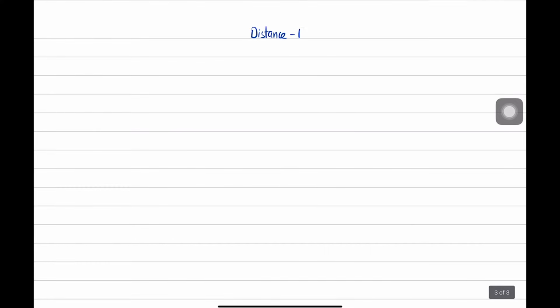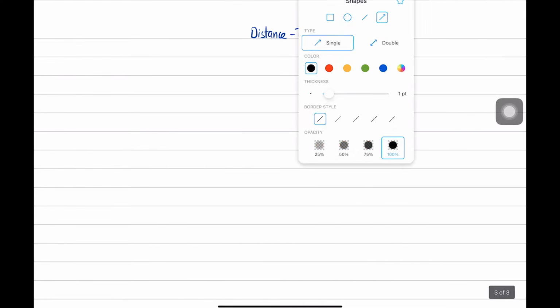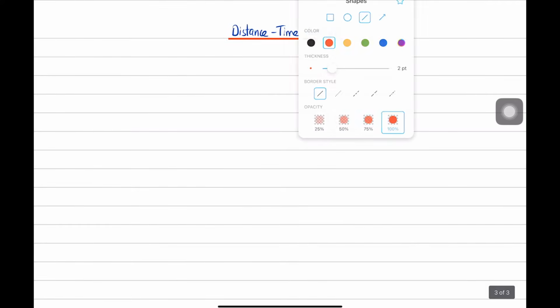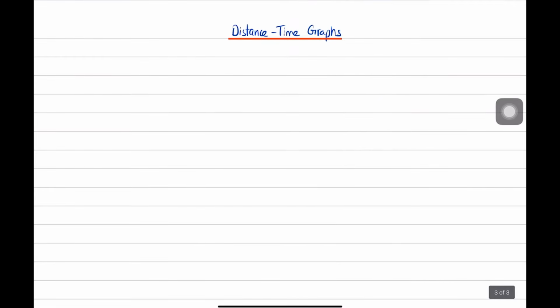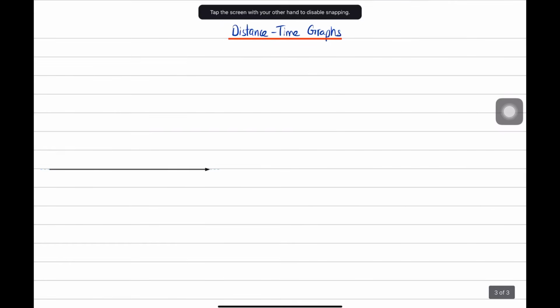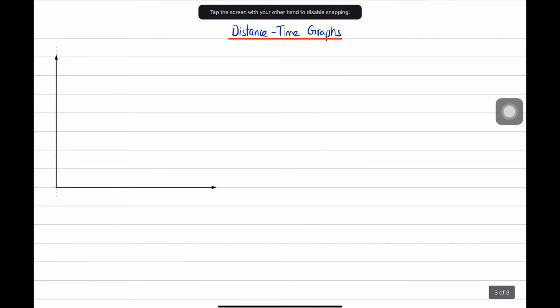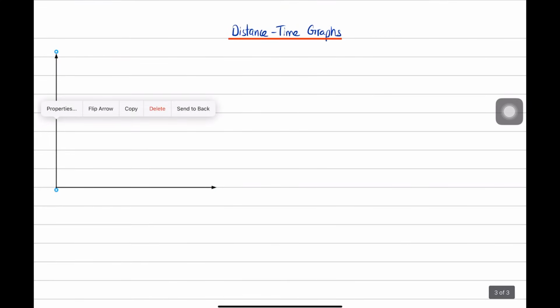Okay, so now we're doing distance time graphs. As far as the conversion is concerned, that's all there is. But now we're doing distance time graphs. A distance time graph, as the name suggests, has distance on the y-axis, which could be in kilometers or meters, it doesn't matter. And you have time on the x-axis, which again could be in hours or seconds, it doesn't matter.